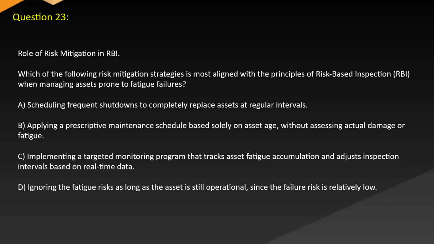Question 23. Role of risk mitigation in RBI. Which of the following risk mitigation strategies is most aligned with the principles of risk-based inspection, RBI, when managing assets prone to fatigue failures? A. Scheduling frequent shutdowns to completely replace assets at regular intervals. B. Applying a prescriptive maintenance schedule based solely on asset age, without assessing actual damage or fatigue. C. Implementing a targeted monitoring program that tracks asset fatigue accumulation and adjusts inspection intervals based on real-time data. D. Ignoring the fatigue risks as long as the asset is still operational, since the failure risk is relatively low.